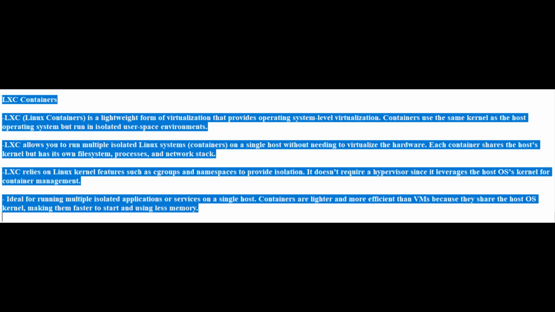LXC relies on Linux kernel features such as cgroups and namespaces to provide isolation. It doesn't require a hypervisor since it leverages the host OS kernel for container management. Ideal for running multiple isolated applications or services on a single host. Containers are lighter and more efficient than VMs because they share the host OS kernel, making them faster to start and using less memory. Key differences.